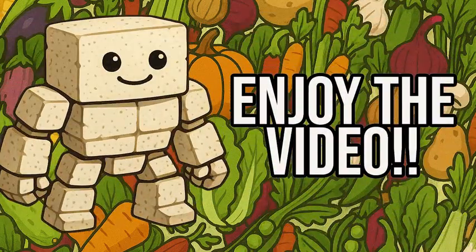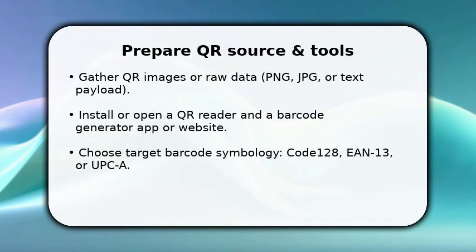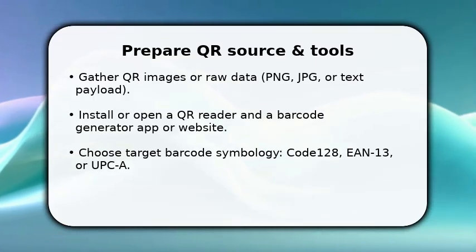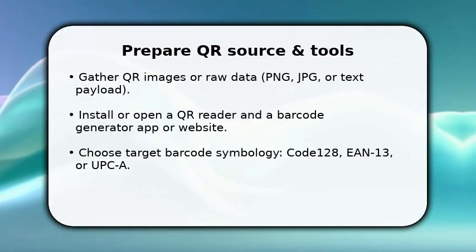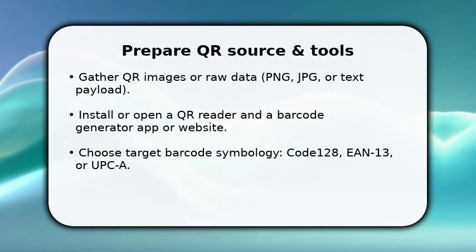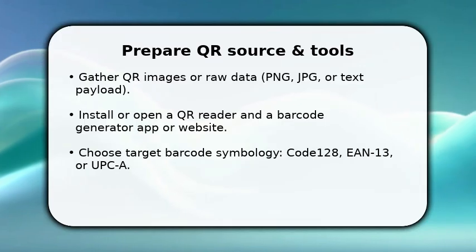Please enjoy the video. You start by getting the QR content ready, either the image file or the underlying text/URL. Once done, use a reliable QR reader to extract the payload because barcodes encode linear data, not 2D patterns.